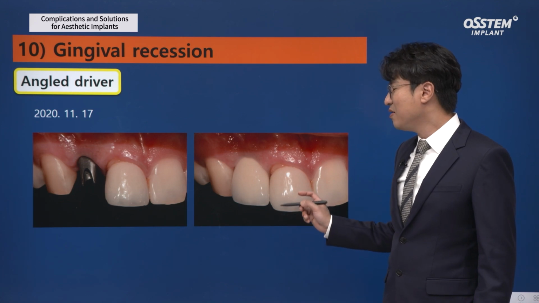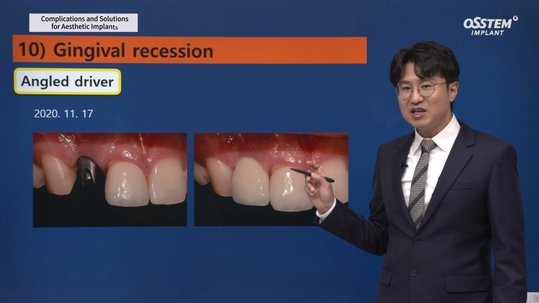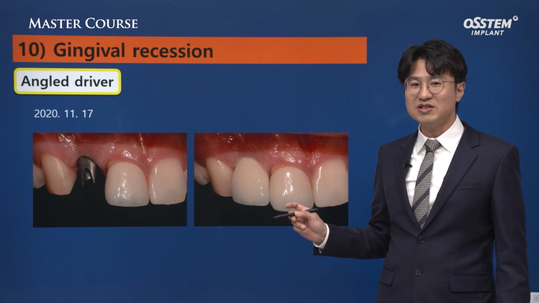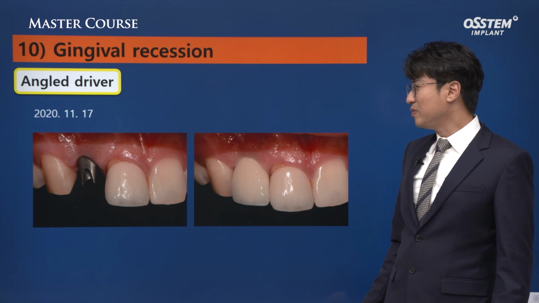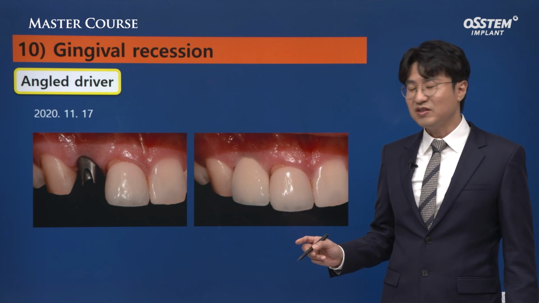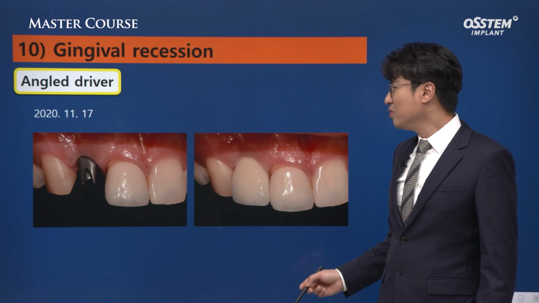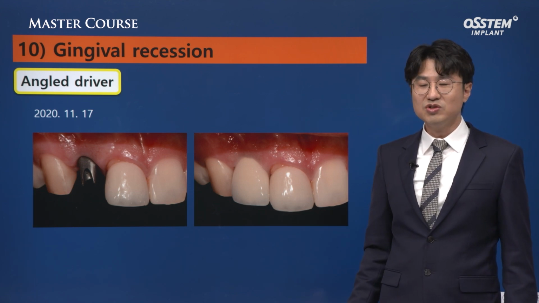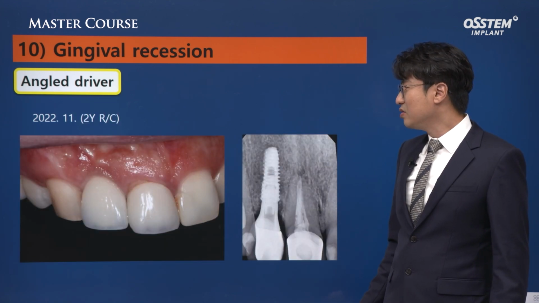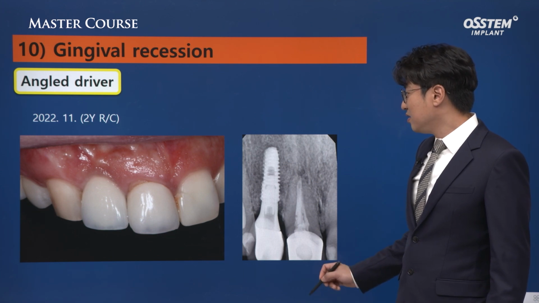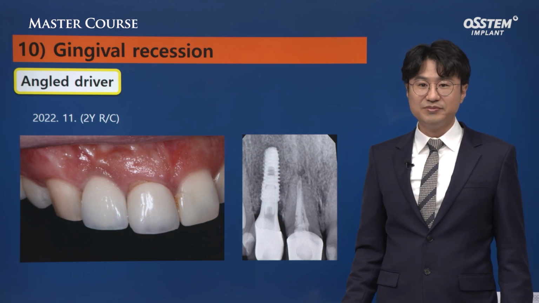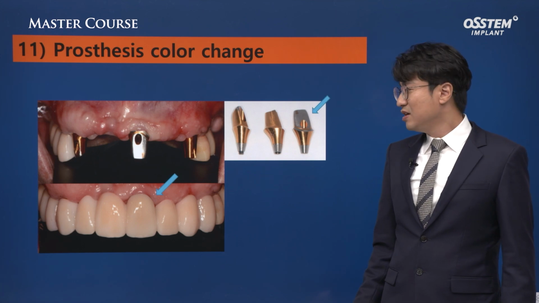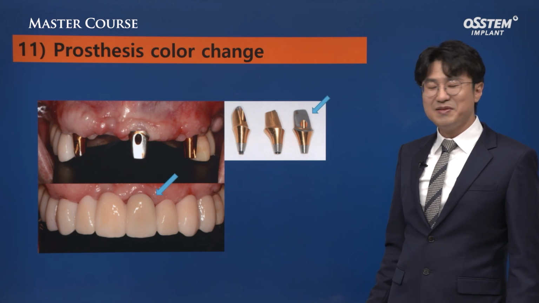If the prosthesis was a cementation type, removing the prosthesis could have been cumbersome, but with the angled driver, the prosthesis was easily removed and the maintenance would be easy to do. Still stable after 2 more years. Actually, this is a sad case.